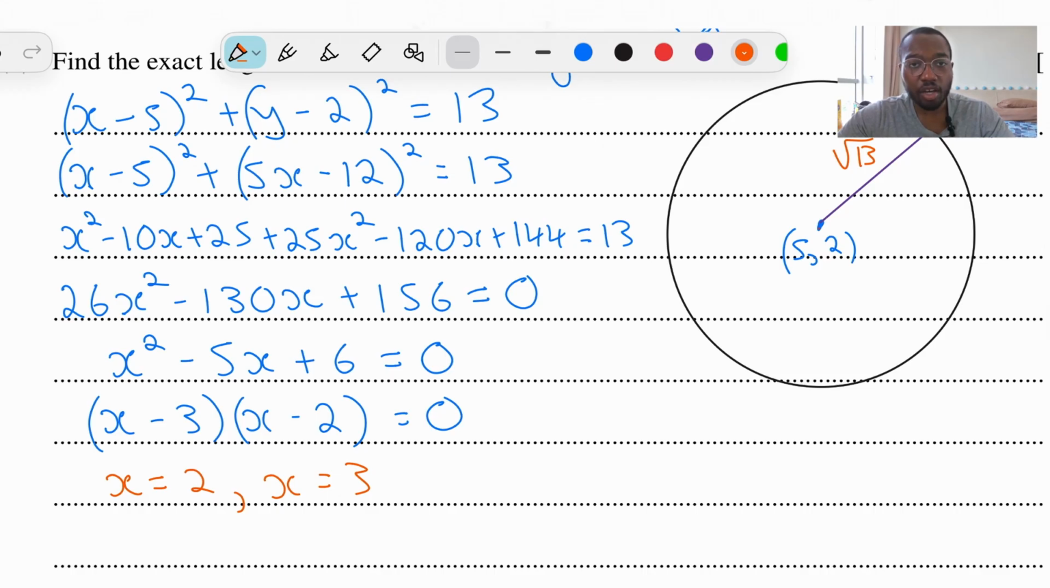We're not done yet. That's our x values. Let's look at our y values now, and that will give us our coordinates. To work that out, we need to put it into one of these equations.